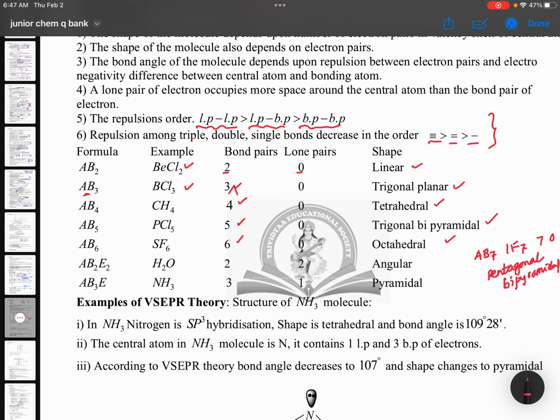Right. Now coming to the lone pair cases. Water, if you take, water contains 2 bond pairs and 2 lone pairs. In this case, the molecule is angular. Total electron pairs are 4. So you expect tetrahedral, but it is angular due to lone pairs. Similarly, ammonia 3 and 1, it is pyramidal.